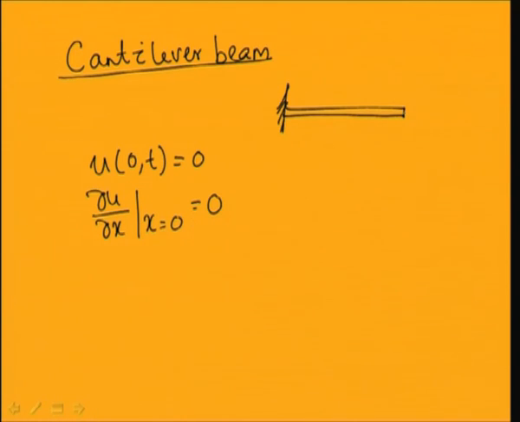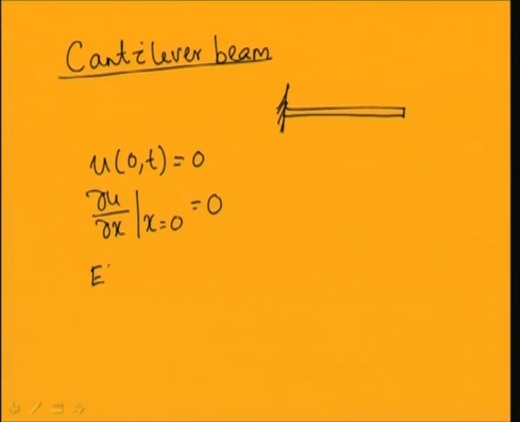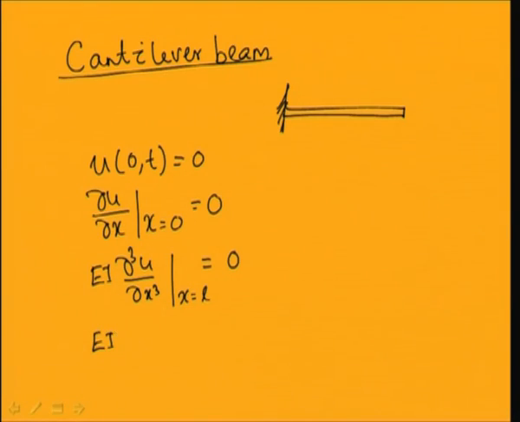Similarly, at the right end, the free end, the shear force and bending moment are equal to 0. Shear force can be written in this form: E I del cube u by del x cube at x equal to L equal to 0. Similarly, the bending moment is also 0 at this end. Bending moment can be written as E I del square u by del x square at x equal to L equal to 0.